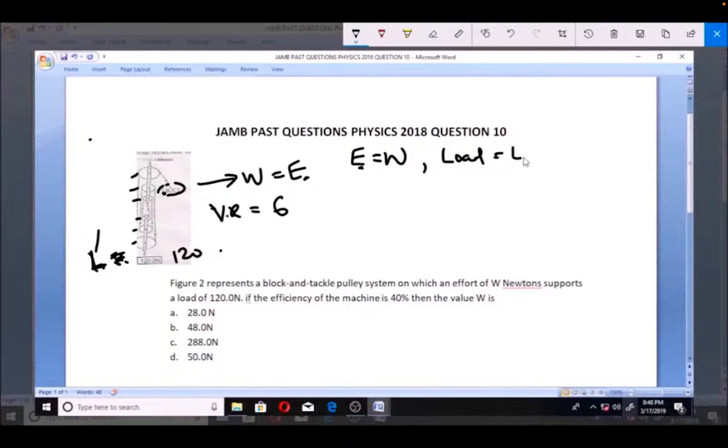Load is equal to L, which is equal to 120 Newton, is given. So E is equal to effort. We are supposed to know all this. This is basic things in calculations. Now, another thing that is given is VR, which we all call velocity ratio. I want to give us the formula before I start solving.